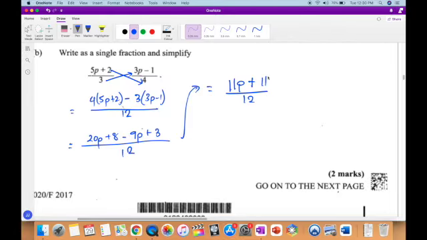And we could see here that this top number, I could actually factorize that. I could pull the 11 outside and have p plus 1 on the inside, and over 12. And of course, I could even write it as 11 over 12 times p plus 1. If you leave it like this, that's no problem. Even if you left it like this, it's no problem.